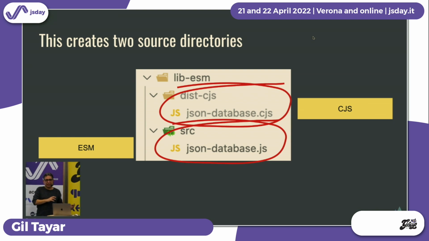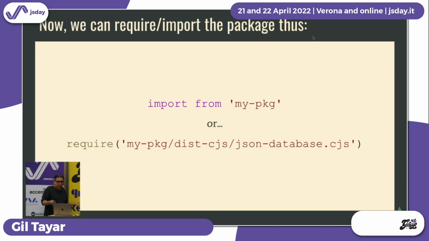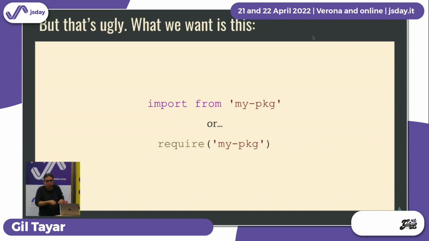Now I have a library that is source, which is ESM, and this CJS, which is CJS. Now we can require and import from my package, and require my package slash this CJS slash JSON database.cjs. But that's ugly, right? It works, but it's ugly. What I want to do is this. I want this to work, import or require.